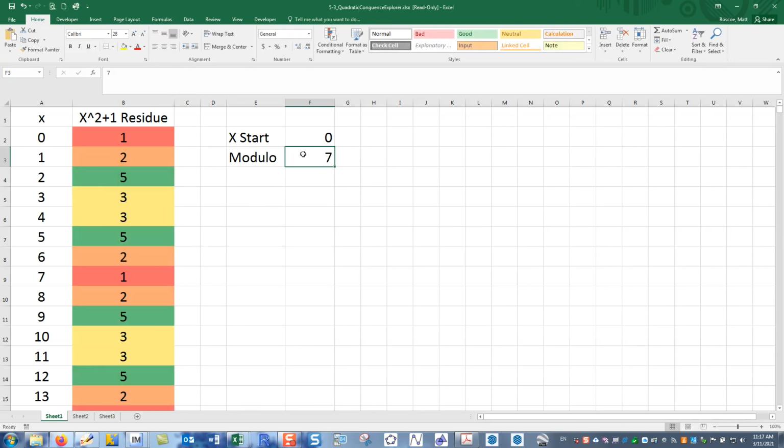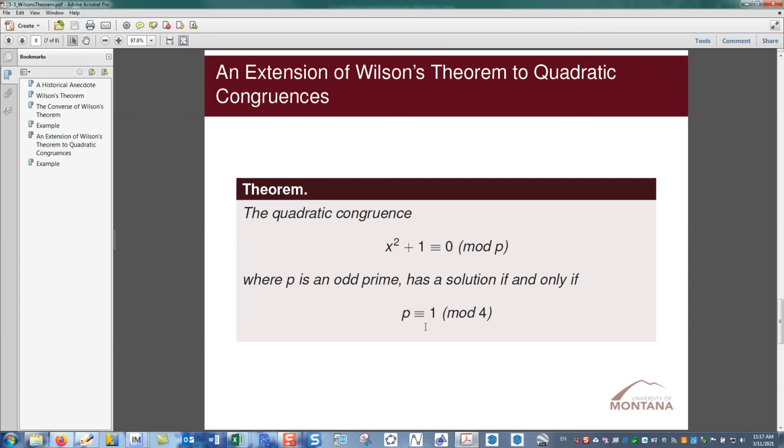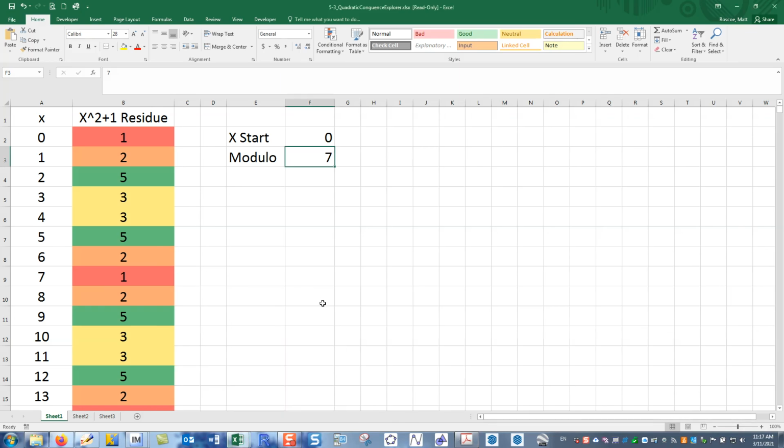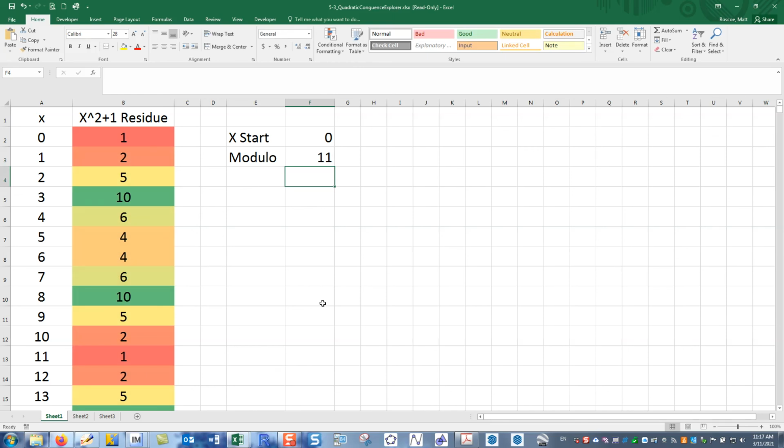Now let me ask you this. Will there be a solution for modulo 11? Think about it to yourself. What does this theorem say again? This theorem says that there's a solution if and only if p is congruent to 1 mod 4. Would 11 work? 11 isn't congruent to 1 mod 4, so it shouldn't work. And indeed, there are no zeros in there.